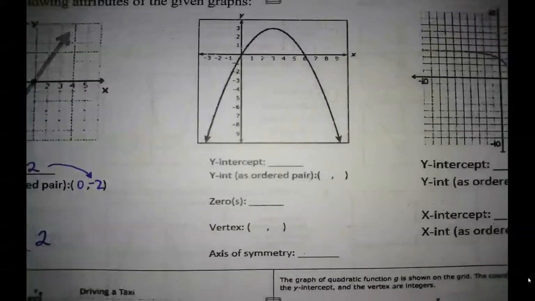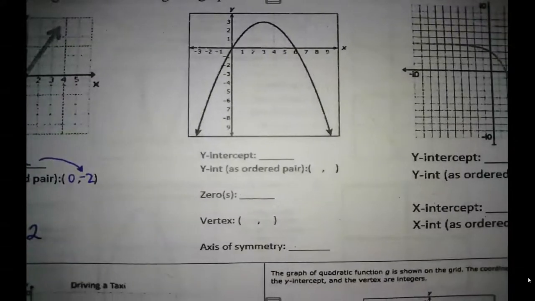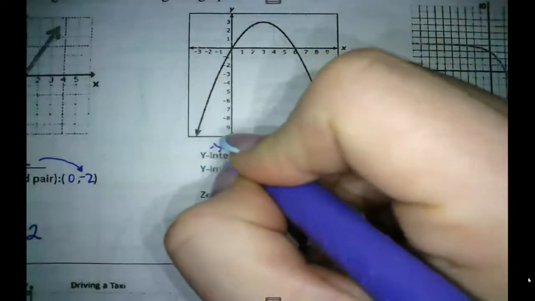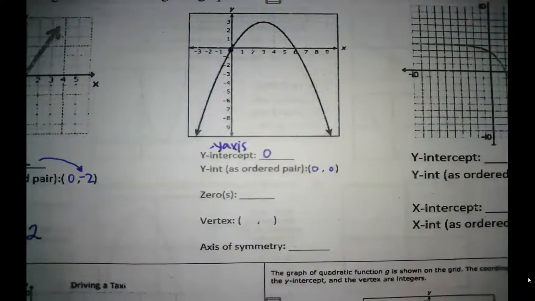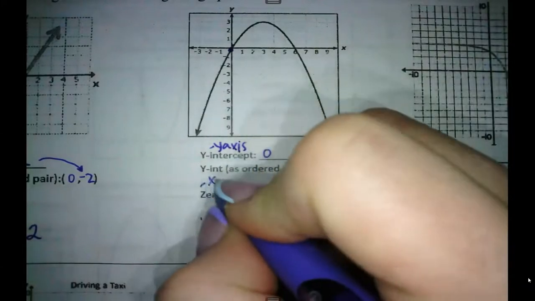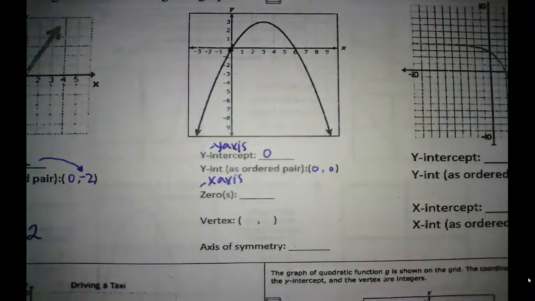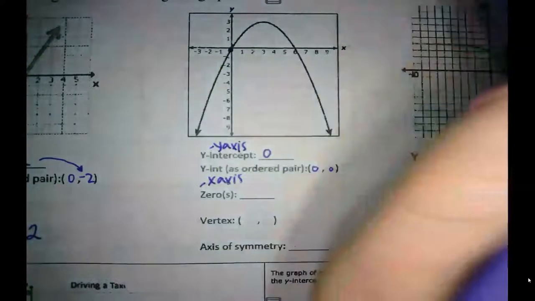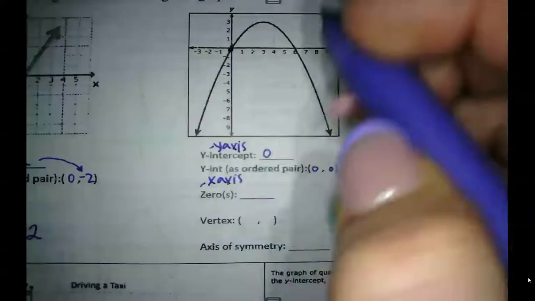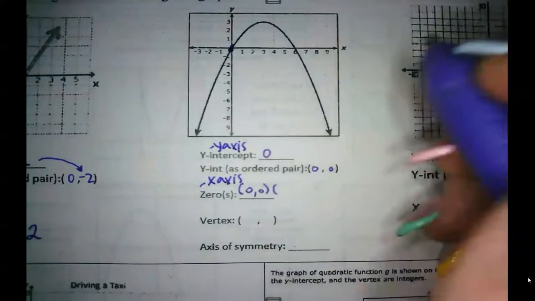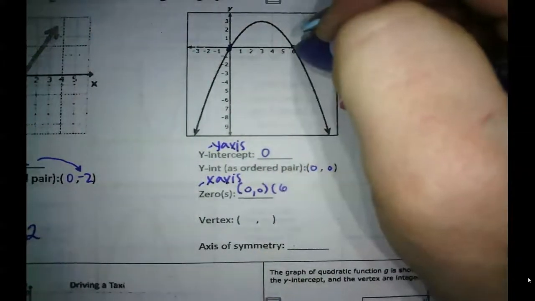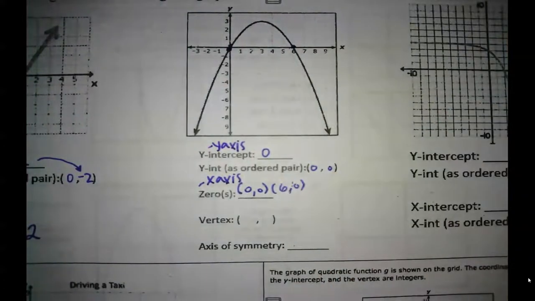Let's look at it if we got our quadratics. Again, the y-intercept is where it's crossing the y-axis. That doesn't change, and it's crossing this axis right here at 0. The point is (0, 0). The zeros, again, are where it crosses the x-axis. And this one crosses right here at (0, 0). And then it also crosses right here at (6, 0).